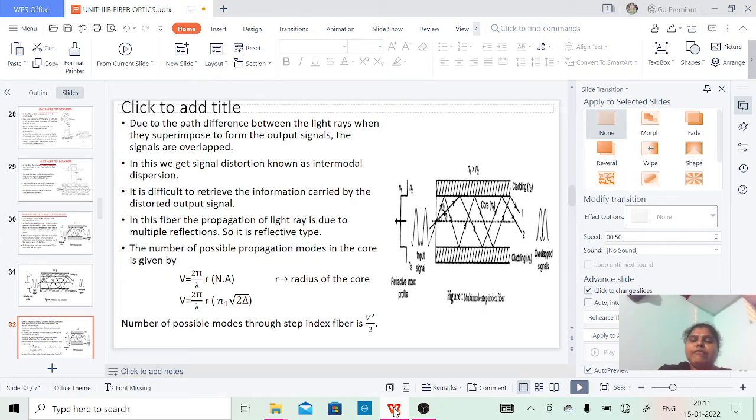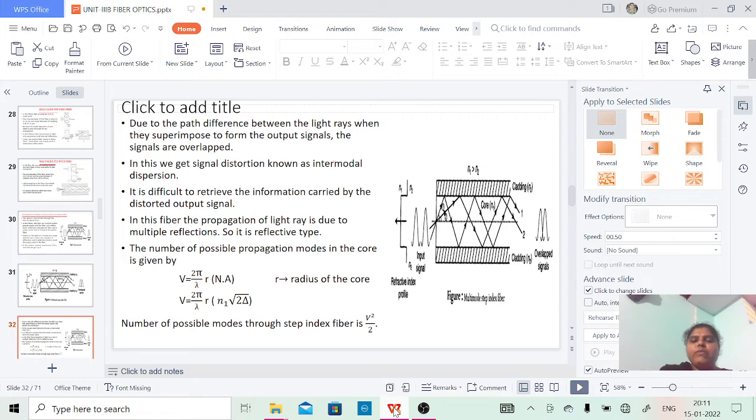So if light ray 1 is carrying some information and light ray 2 also carries some information, and those two are overlapped with each other, there is a signal distortion, that is known as intermodal dispersion. So it is difficult to retrieve the information carried by the distorted output signal.